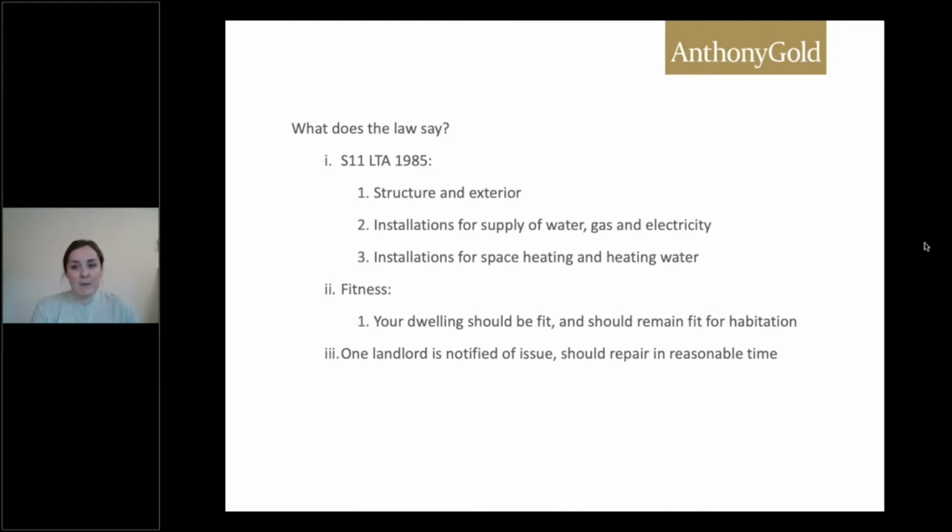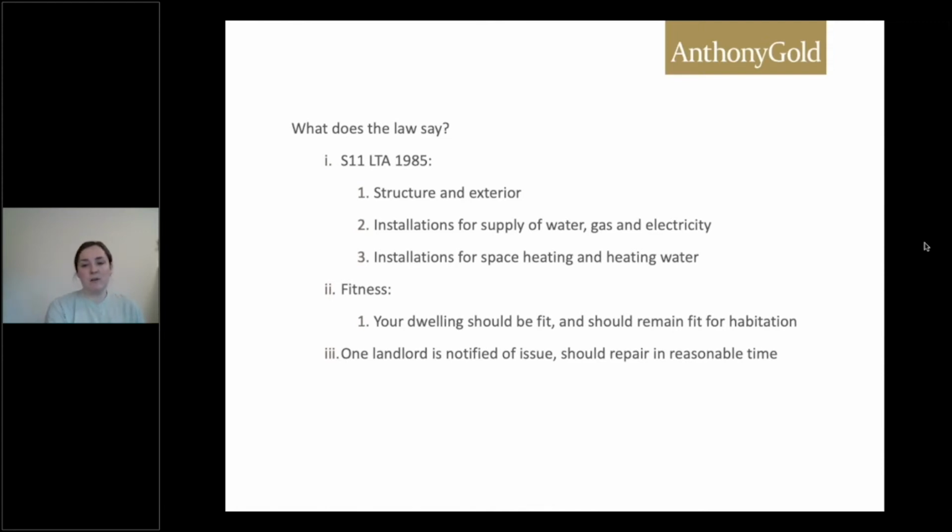Number two, your landlord must keep in repair installations for the supply of water, gas and electricity. And for example, this will include basins, sinks, baths within your property. And number three, your landlord should keep in repair installations for space heating and heating of water. And that will include boilers and radiators. So these obligations cannot be contracted out of your tenancy agreement.